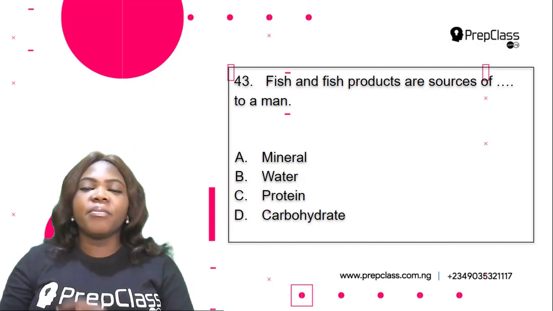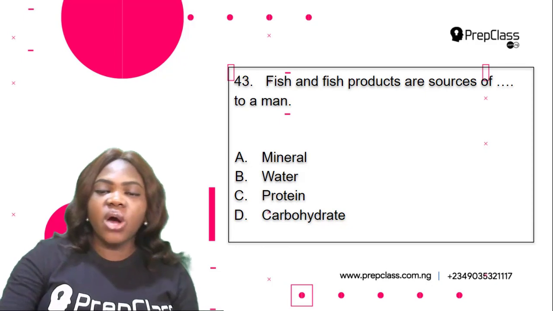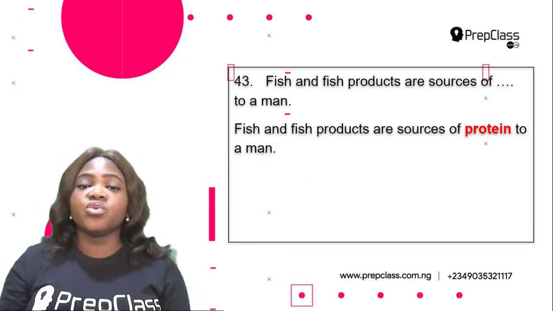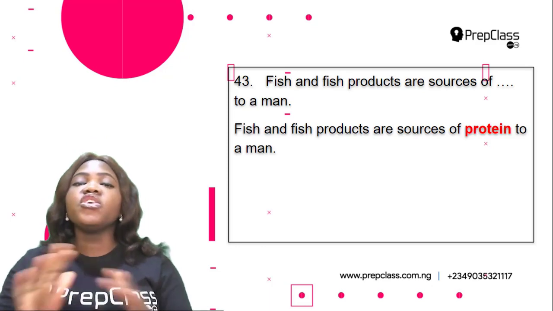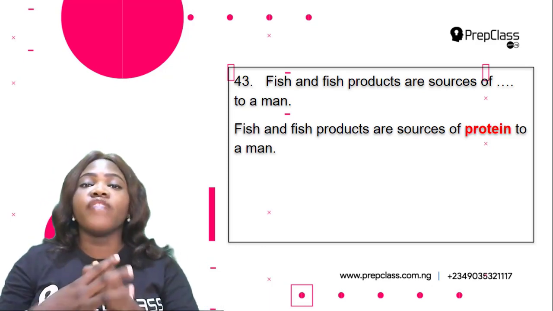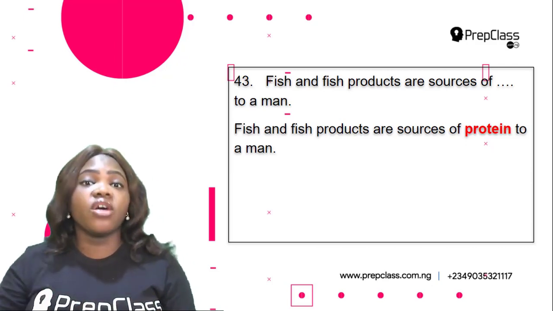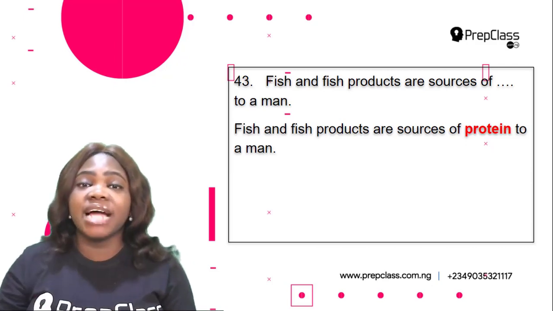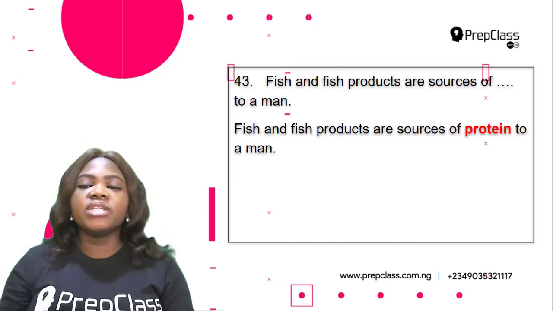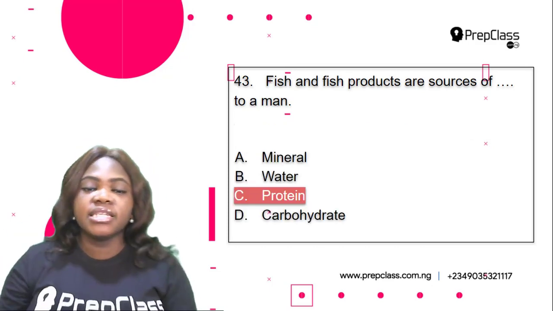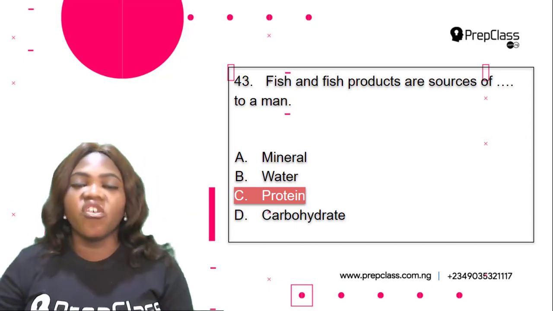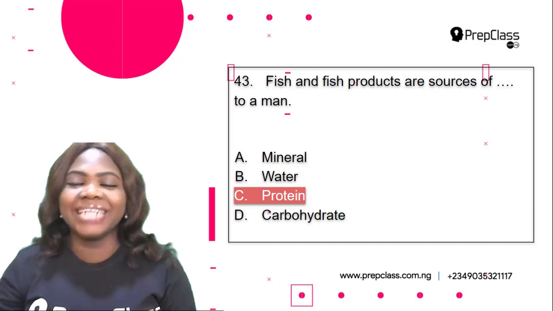Protein, D. Carbohydrates. Okay, so fish and fish products are sources of protein to a man. Fish are sources of protein. They contain a lot of amino acids. They are also sources of vitamins such as vitamin D and vitamin B2. But they are main sources of protein. So the correct option is C, protein. Fish and fish products are sources of protein to a man.